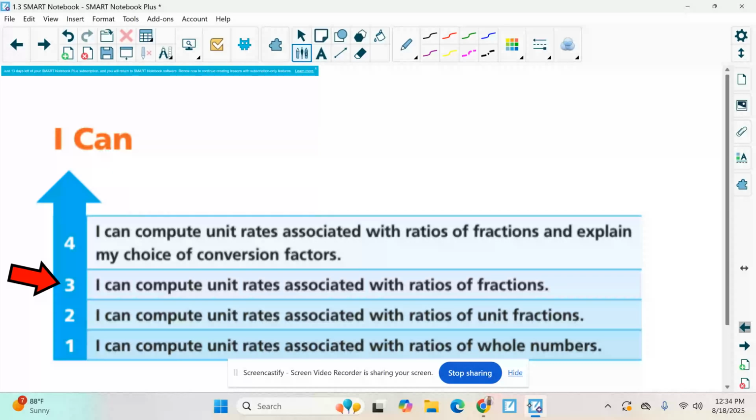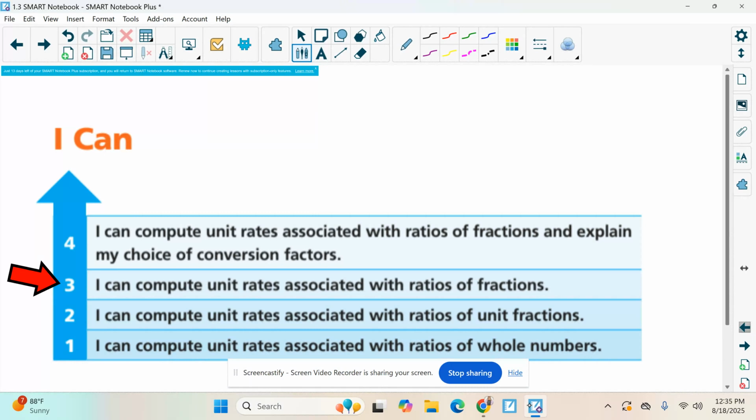Alright, so Module 1, Lesson 3 is about finding unit rates when we have fractions. Okay? So, part of the way, remember there's two ways we can find unit rates. One of the ways is using it as a fraction that we've been working on. And another way is putting it into a ratio box. Does everybody remember that? Okay? So that's what we're going to talk about today.